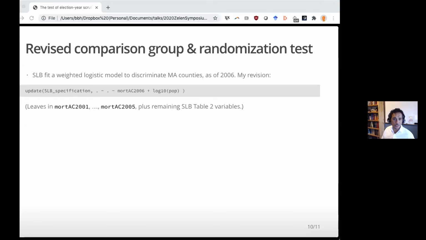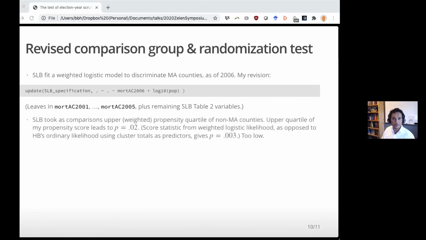The basic idea was I took the model specification that they used. I took out one variable, which was mortality in the year in which the change happened in Massachusetts. And I put in one more, which was just the log of population size at the outset. So now we have some adjustment for size. We still had 5 other variables worth of prior mortality counts. So I felt we were doing okay on that front.